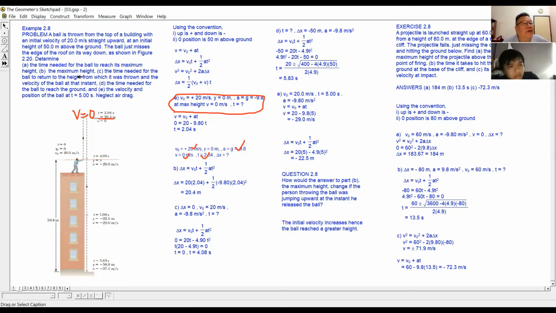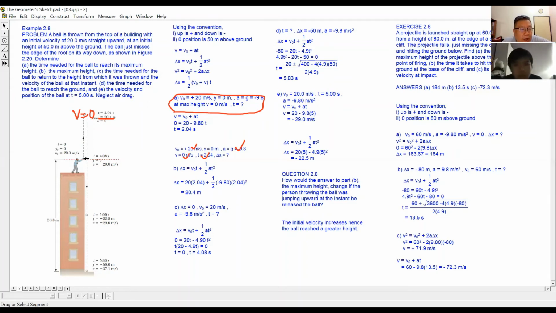Okay, third question is here. Time needed for the ball to return to the height from which it was thrown and the velocity of the ball at that time. Now, what does this mean? Okay, now it means like this.